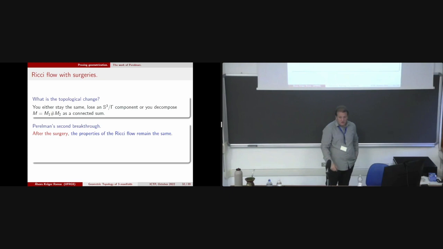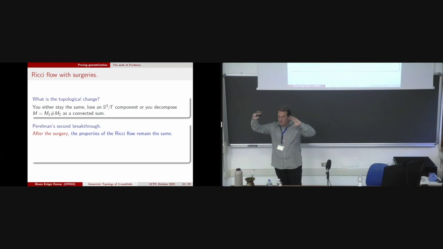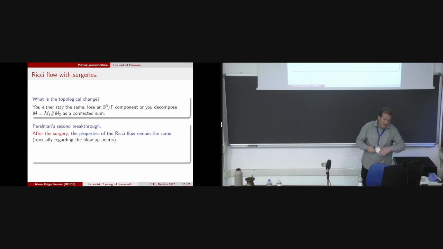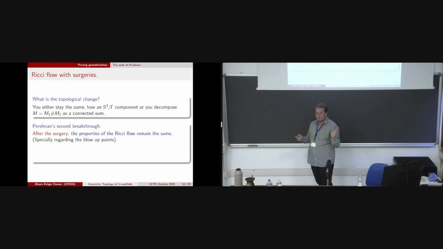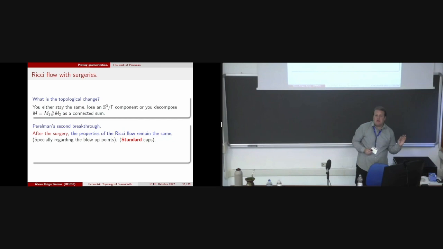So Perelman had to make the standard caps really standard. He needed the metric on these standard caps to glue smoothly everywhere and to be, down to the detail, something that would not collapse, at least not for a positive time. You don't want to make a surgery and then collapse at the same time. That doesn't happen. So the surgery needs to have a good property that the original one doesn't. Okay, so the properties of the Ricci flow remain the same, especially regarding blow-up points, because you could have created different singularities once you do the surgery, but you don't. This is Perelman's second breakthrough, and here is where the word standard plays a major role.